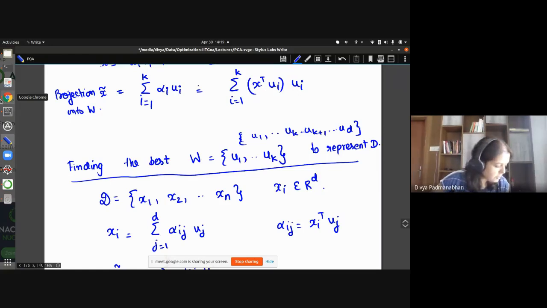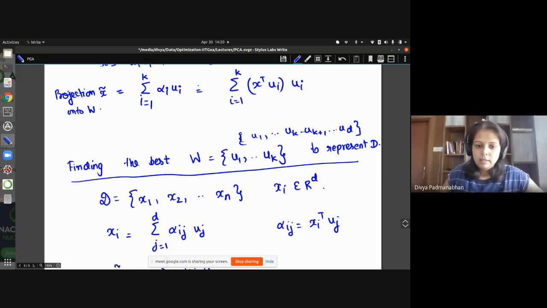So the essential principle here is, because we know that every subspace can be extended to form a basis for the overall vector space. So if you have a subspace u1 to uk, there is a set of vectors u1 to ud of which this forms a part. You can extend it to form a basis. So we're using this idea here.